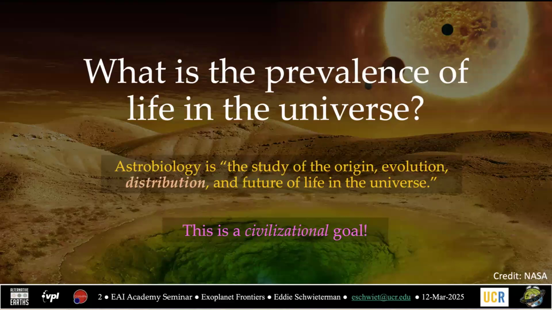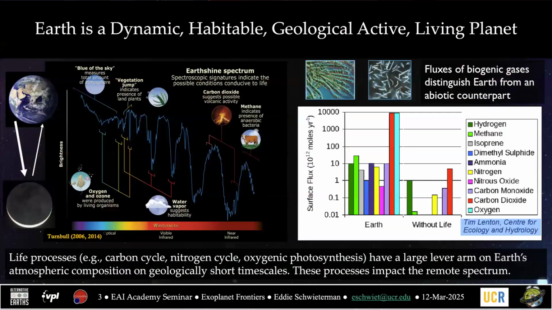So we're aided in this goal with the observation that Earth itself, our planet, the only known habitable planet so far, is a dynamic, geologically active and living planet. The evidence of life on our planet is manifest in its remotely detectable spectrum. And so I'm showing two key things here. On the left, what I'm showing is what's called an Earthshine spectrum of our planet. And so this is light from the Earth that's reflected off of the moon and then reobserved by ground-based observatories on the Earth. And it's split up into its component wavelength or colors.